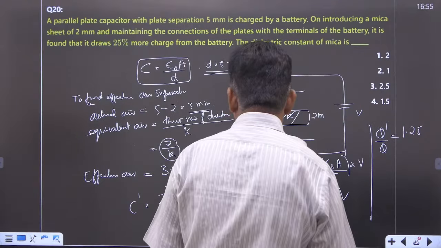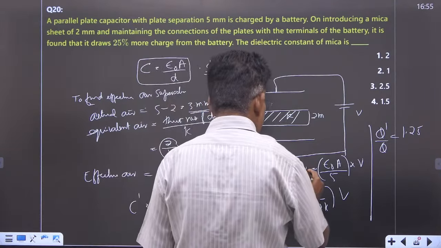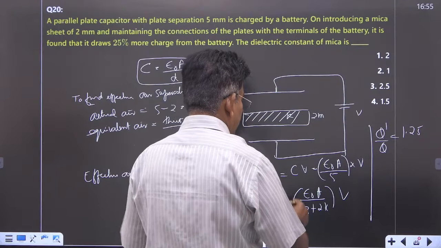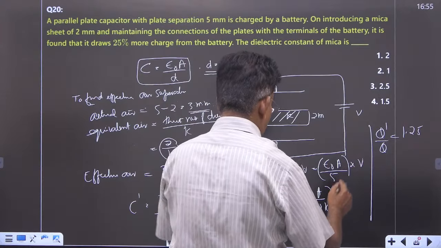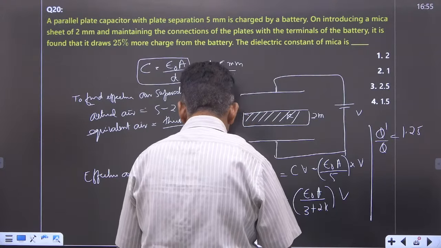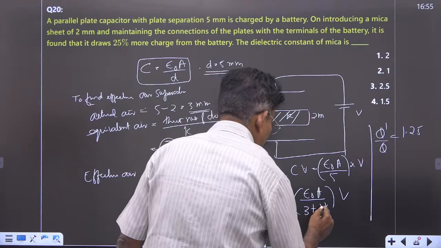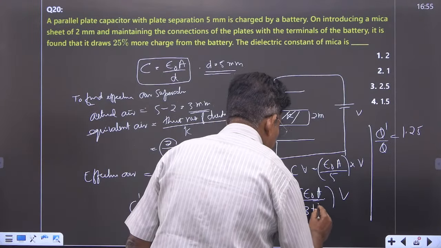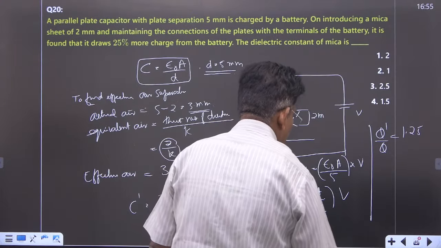So once again, how do you calculate charge? Charge is equal to C into V, and V is the same in both cases. First case, C is epsilon 0 A by 5. Second case, epsilon 0 A by 3 plus 2 by K. 2 millimeter of dielectric is equivalent to 2 by K thickness of air.